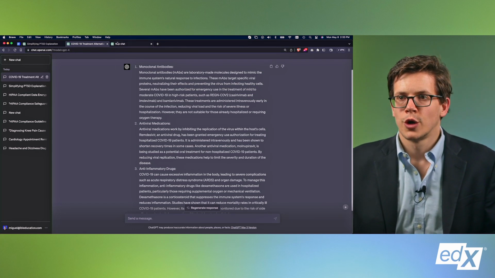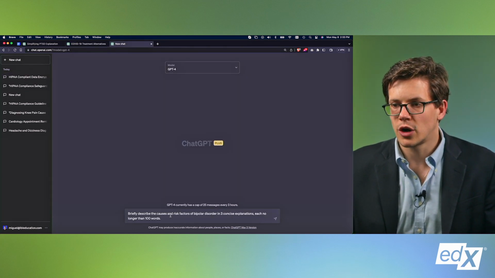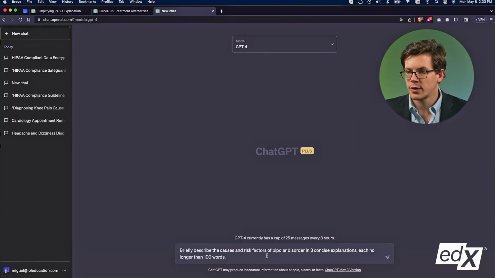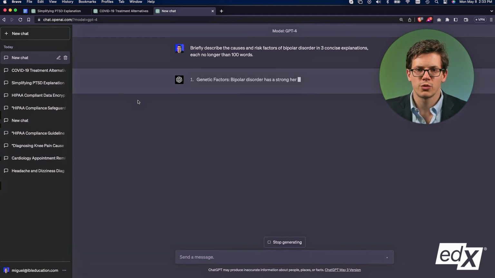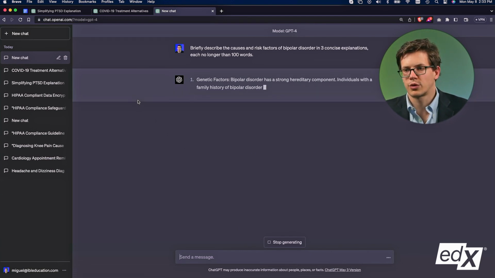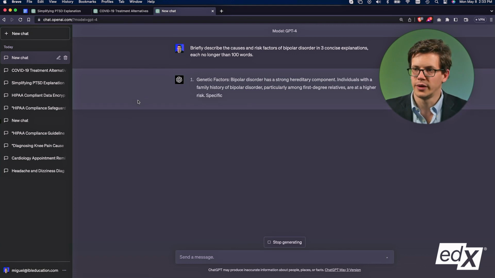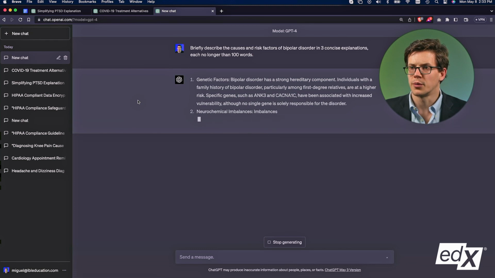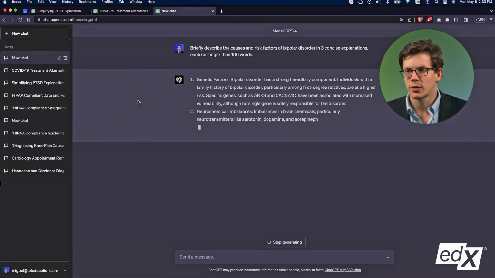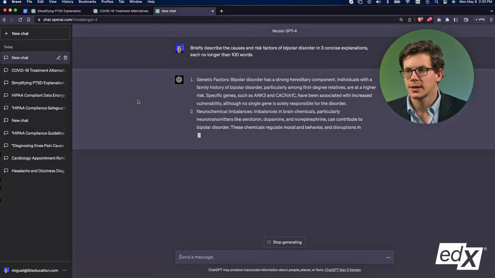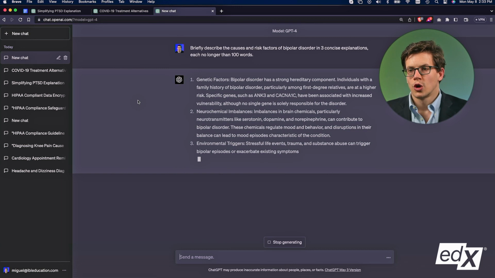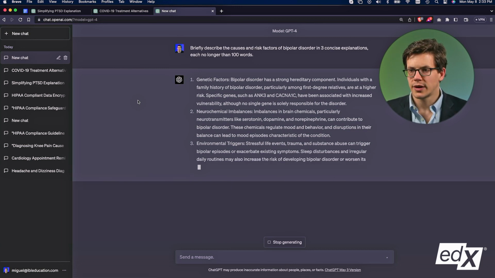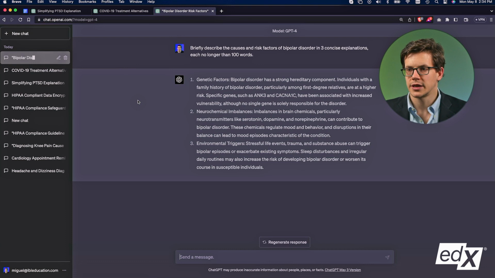So we go to the next example, briefly describe the causes and risk factors of bipolar disorder in 3 concise explanations, no longer than 100 words. So no longer than 100 words is not really necessary. Obviously, it's just a preference in our format. I would like to keep our reading to 100 words. Anything more than that is just a lot of work. So first, we're going to go into, let's say, genetic factors, neurochemical imbalances, and environmental triggers. Okay, so could we keep asking ChatGPT for more information about any scenario?